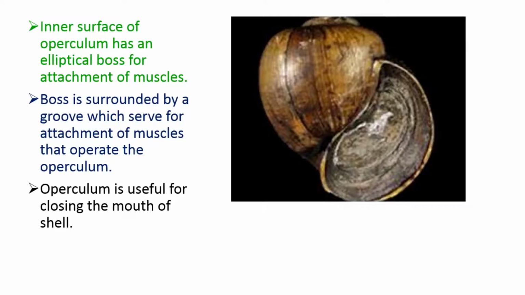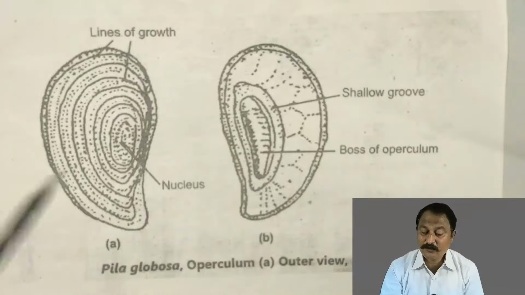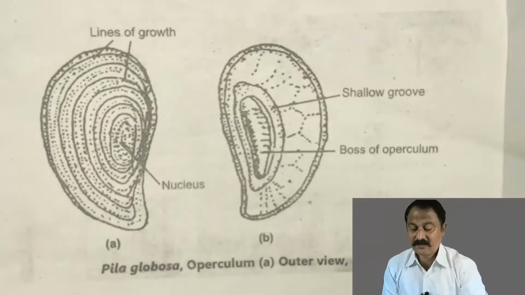Okay, now you see the inner surface of this operculum. You can see the outer view of the operculum in the diagram. But if the inner view is shown, what does it actually show? This inner view, I will show the diagram here. You can see the diagram. In the diagram, this is the outer view and this is the inner view.